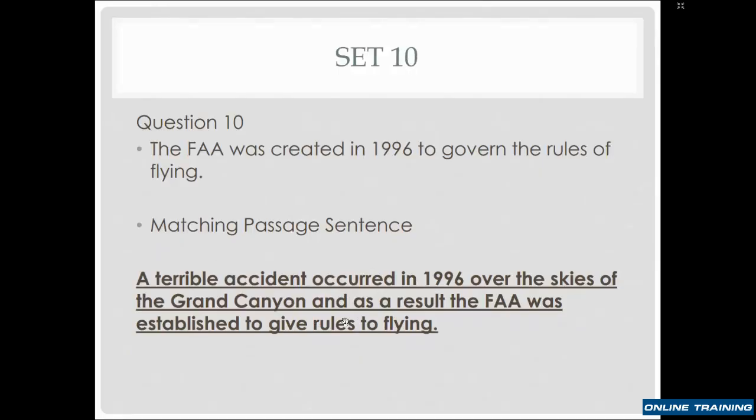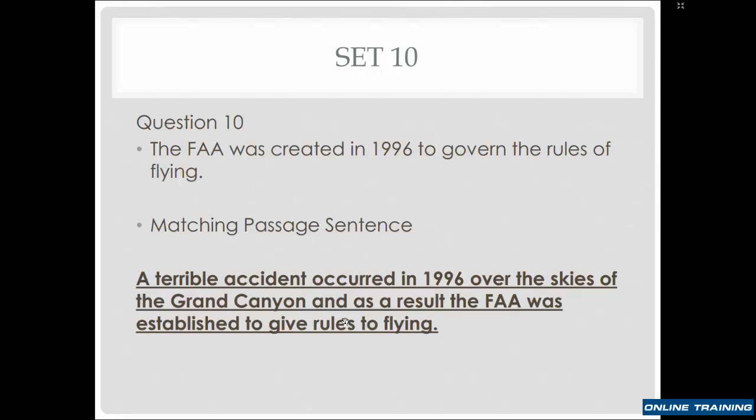Question number 10. The FAA was created in 1996 to govern the rules of flying. All right, keywords here are FAA and 1996. We can scan the reading passage and easily find the matching sentence, very easily, very quickly, because of 1996 and FAA. A terrible accident occurred in 1996 over the skies of the Grand Canyon, and as a result, the FAA was established to give rules to flying.